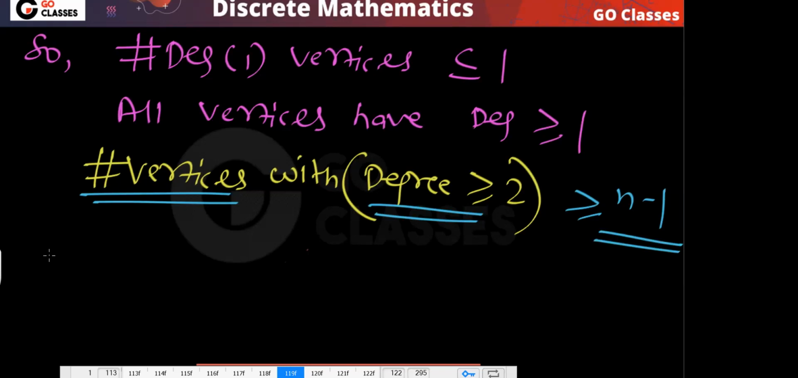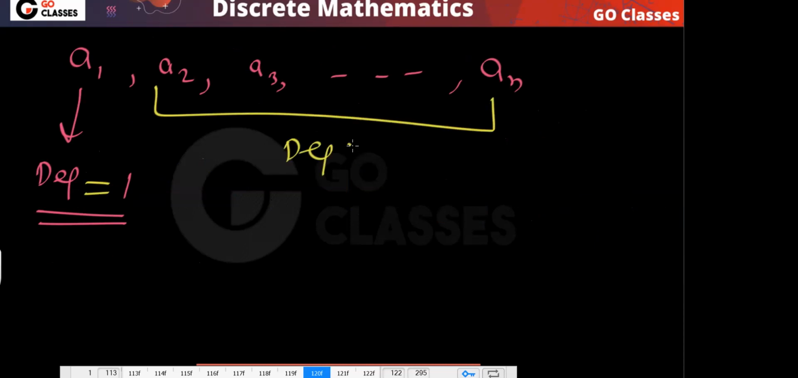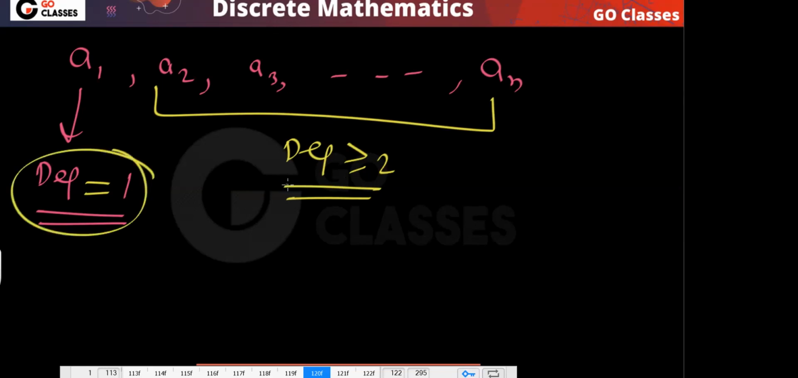So now what can I say about total degree? Let us assume this vertex has degree less than or equal to 1, which means this vertex has degree 1. And these vertices have degree greater than or equal to 2, yes or no? Because this is our assumption. So this vertex has degree equal to 1 and these vertices have degree greater than or equal to 2.